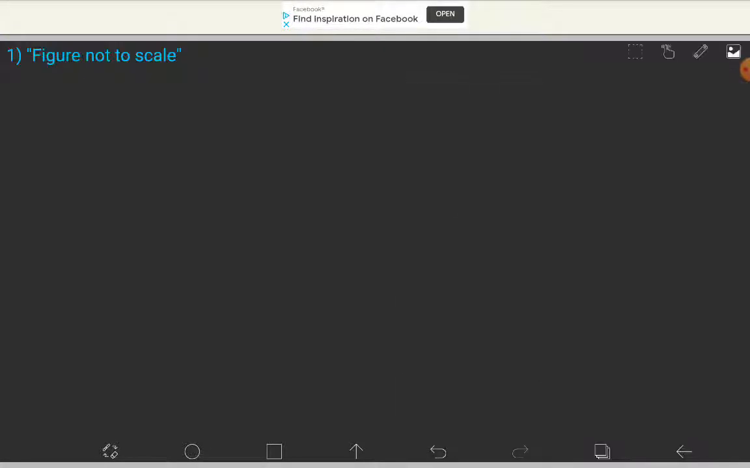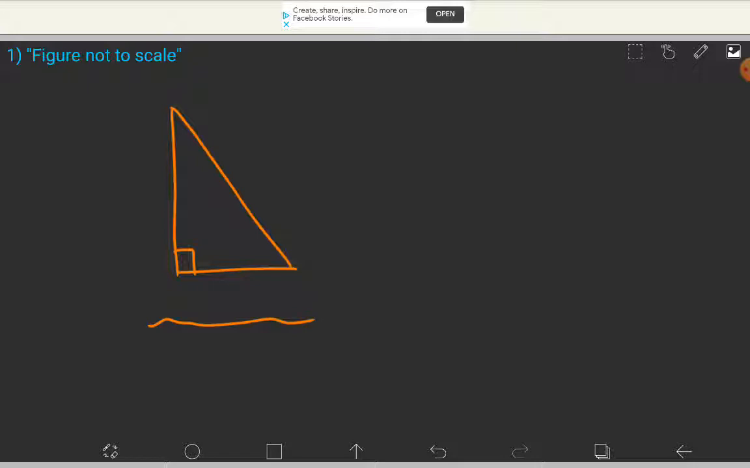So the first detail is "figure not to scale." Now this is going to be some small words under your figure. We'll say this was your figure or drawing, and it's going to be written down here. And what that means is that your figure, the picture, won't necessarily match up with the lengths. So say if you were to put a ruler up to the image, even if it said it was 3 centimeters, it may be 15 centimeters in real life when you measure it.